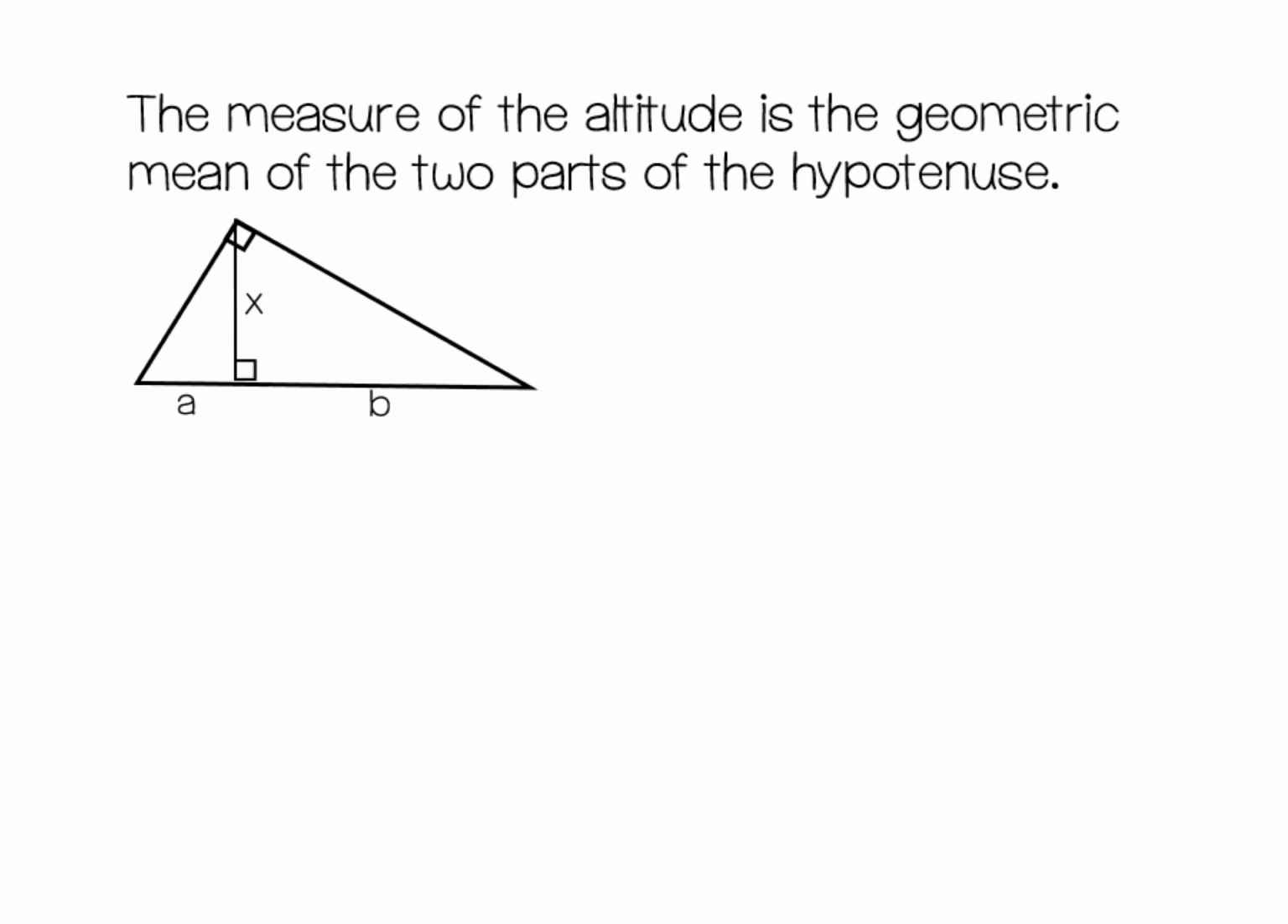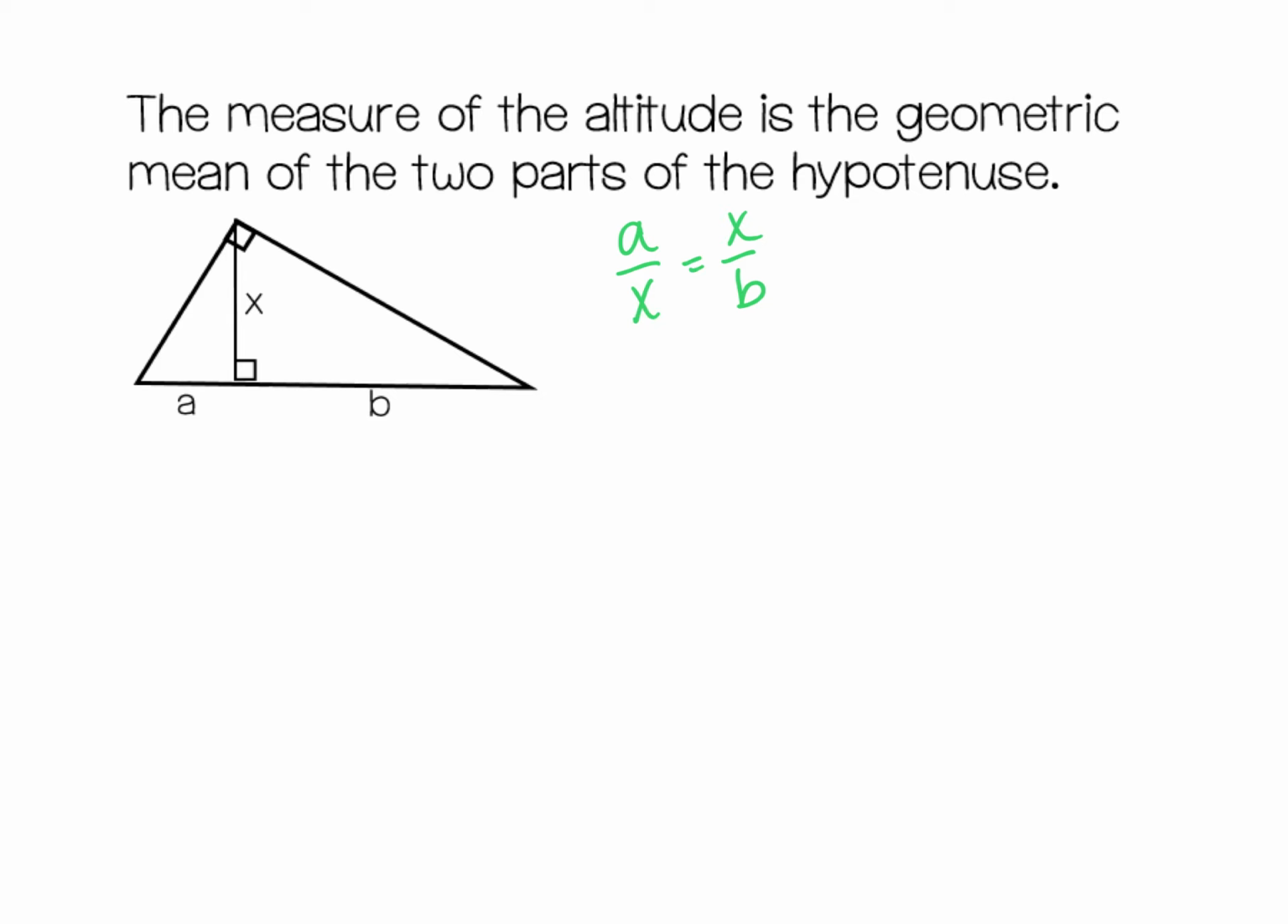So here's where the geometric mean comes in. The geometric mean is used to find the length of the altitude. The altitude is the geometric mean of the two parts of the hypotenuse. That altitude is dividing it into two parts, so I just called them A and B here. Our formula, according to what we know about geometric mean, would say that A over X is equal to X over B. But let's see why that is.